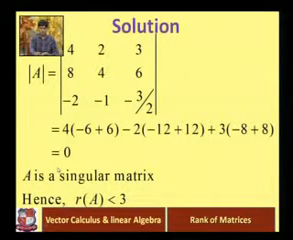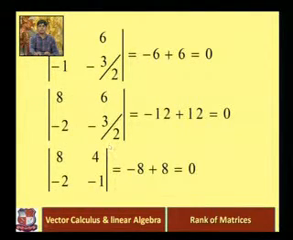So we conclude that this matrix is a singular matrix. Obviously we observe that rank of A is less than 3, because the determinant of that 3 by 3 matrix is 0. So rank of A is obviously less than 3. Go for further process.